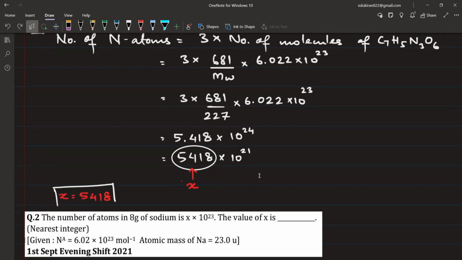See, sometimes they will give you the atomic mass and everything, sometimes they are not going to give you. So be prepared for both.